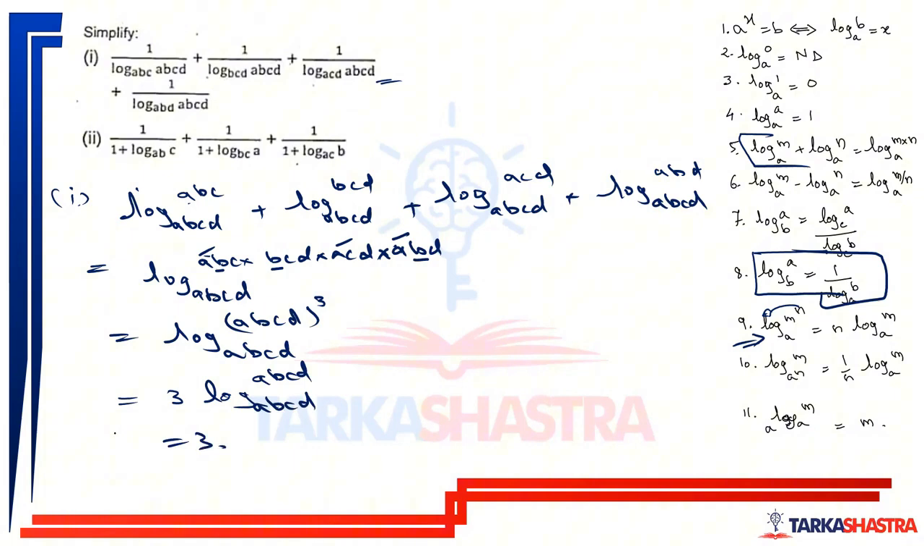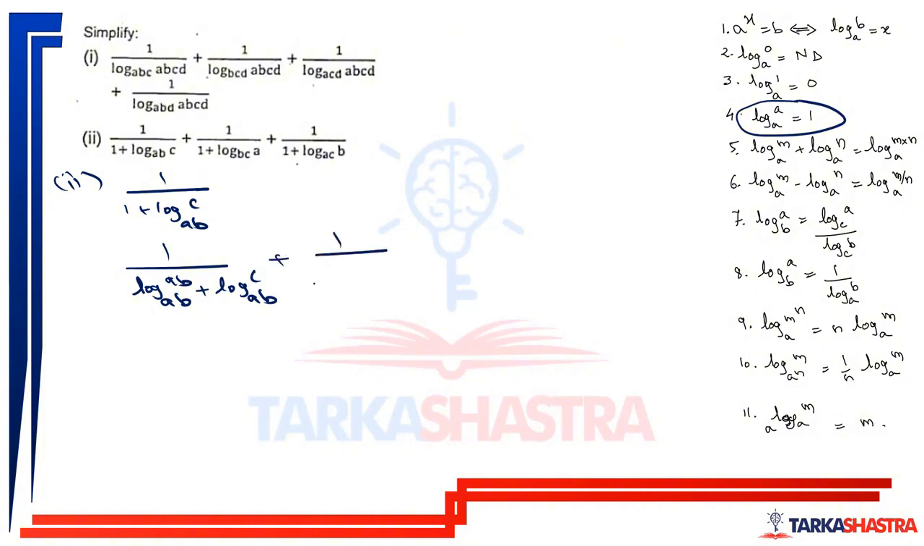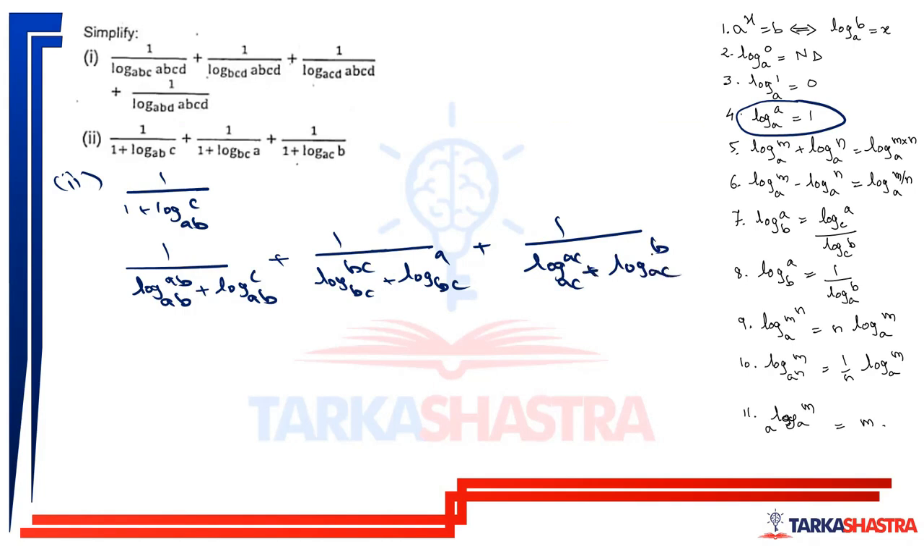Moving forward, let us try to solve the second question. 1 upon 1 plus log C to the base AB. Can I write it like this? 1 upon log AB to the base AB plus log C to the base AB. Yes, I can write it like this because 1 is nothing but log A to the base A, so log AB to the base AB is nothing but 1. Similarly, I can write this as log BC to the base BC plus log A to the base BC. Then this is 1 upon, instead of 1, we will write log AC to the base AC plus log B to the base AC.